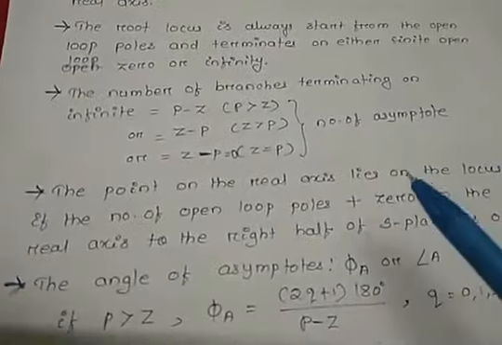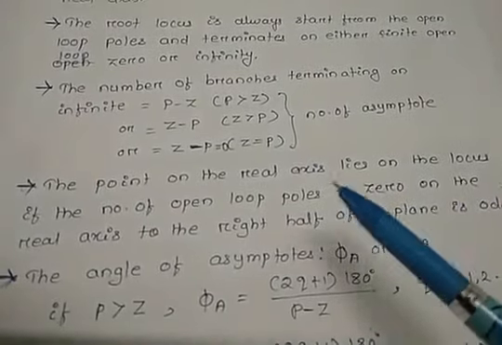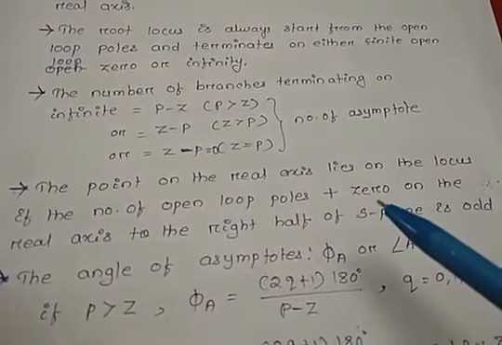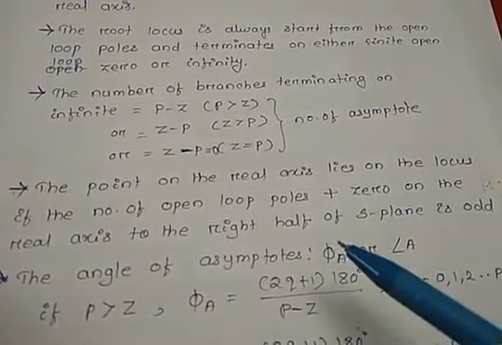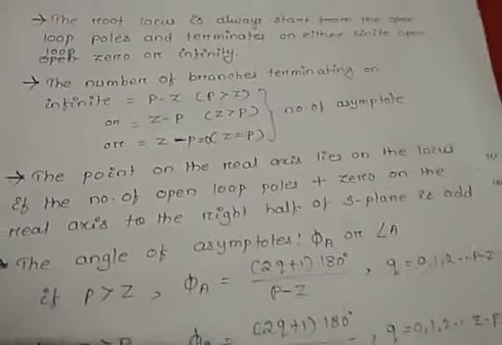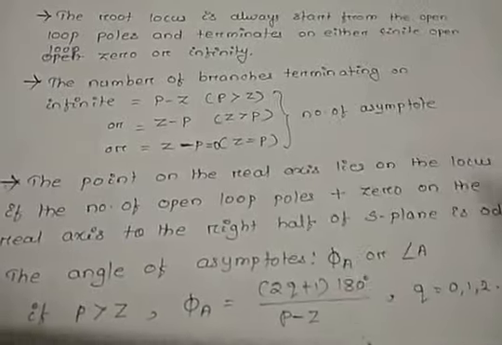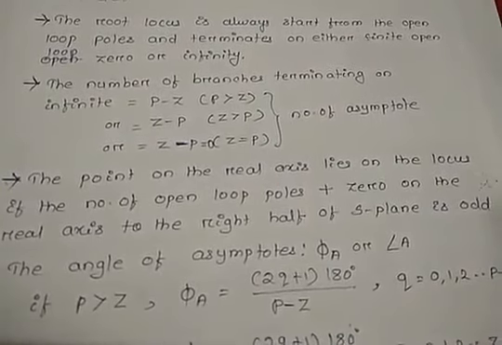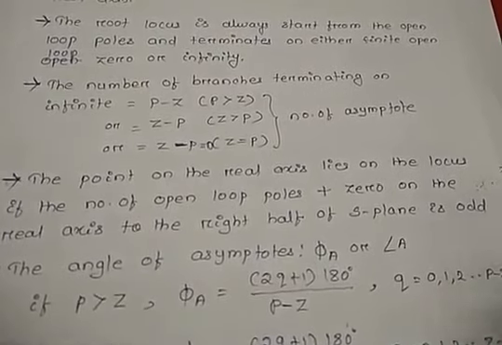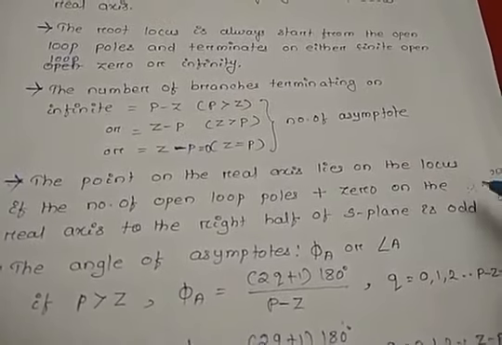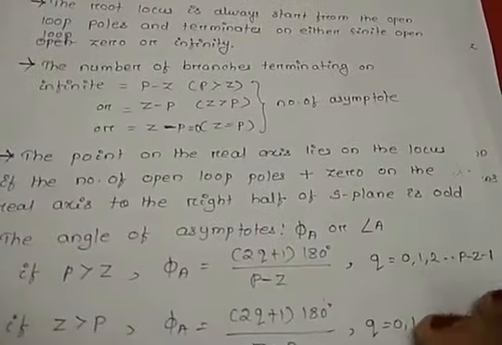Next is the point on the real axis. The point on the real axis lies on the locus if the number of poles plus 0s on the real axis to the right half of the S-plane is odd. That means this statement tells us about the existence of the root locus in the S-plane.